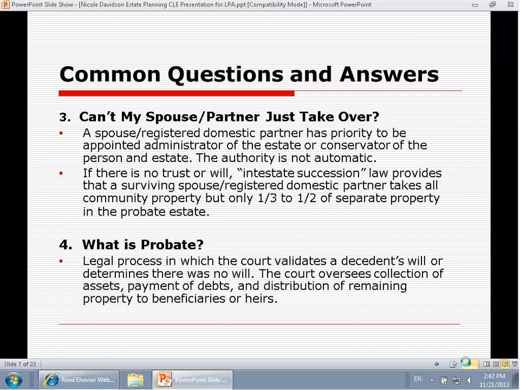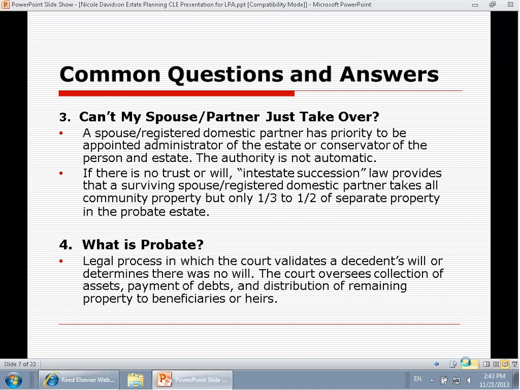I sort of alluded to this with question number one, but some clients will ask, why do I need to do this? Can't my spouse or partner just take over and make decisions for me and receive my property? That's not how it works. That's important to have these documents if that's the desire. A spouse or registered domestic partner will have priority to be appointed as administrator of the estate or as conservator of the person, and that would be for the person, and of the estate, which would be for financial. But the authority is not automatic and requires a court proceeding in the absence of these documents.